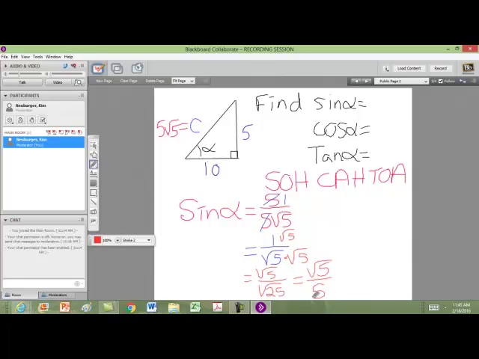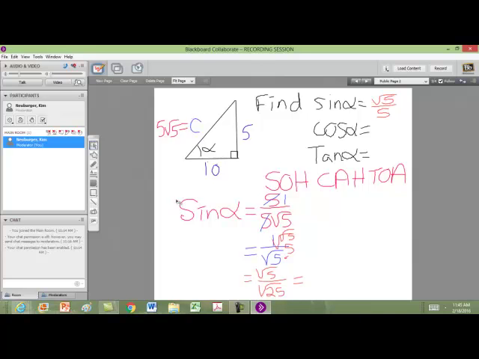So let's go ahead and take this simplified answer here and put it up here for our sine. There we go.